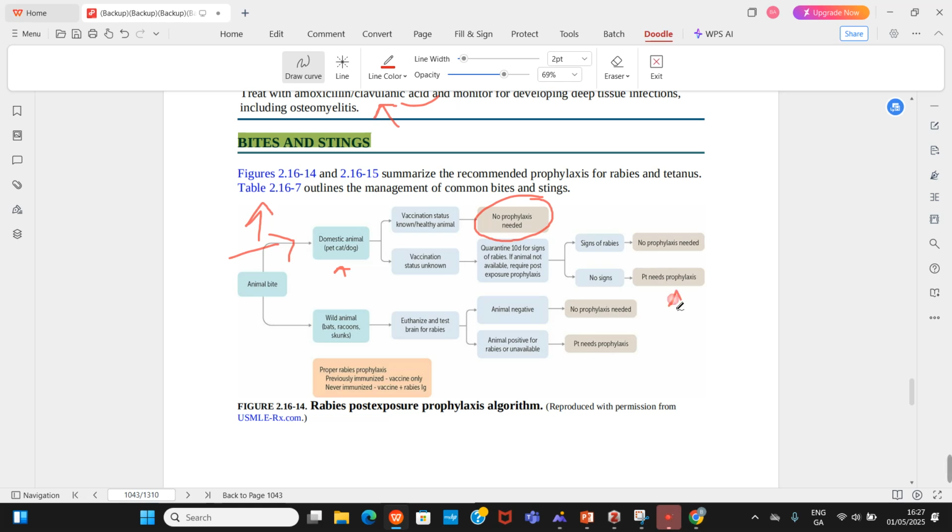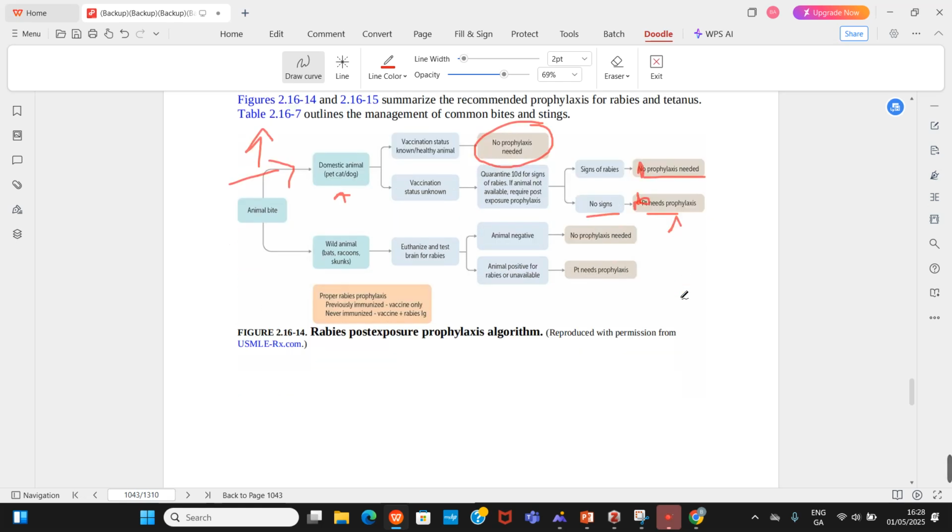So if within that 10 days, the dog is now showing signs of rabies, then we now give prophylaxis. So this algorithm is wrong at this point. This should be prophylaxis is needed. It should be no prophylaxis. So there's like a mistake. So signs of rabies, give prophylaxis. If there's no sign, you don't need to give any prophylaxis. Now, let me stop there. Let's now go to the other one.